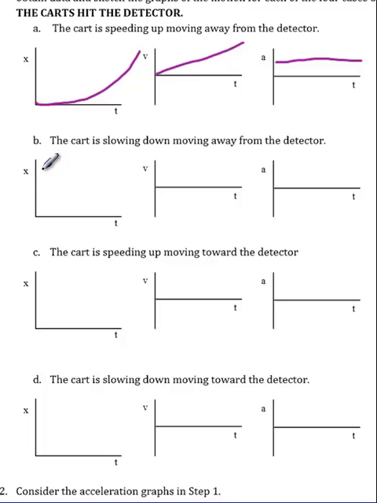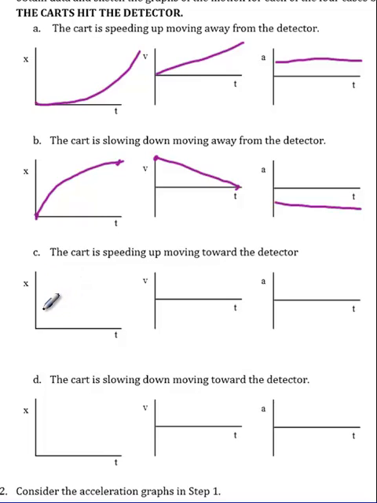The cart is slowing down, moving away from the detector. Well, moving away tells me I had to start close and go far, but slowing down means it had to start steep and get less steep. Velocity has to all be positive because it's moving away, but it had to start fast and get less fast. Well, that means my velocity is getting less positive or more negative, however you want to look at it. So that means my acceleration graph has to be down here.